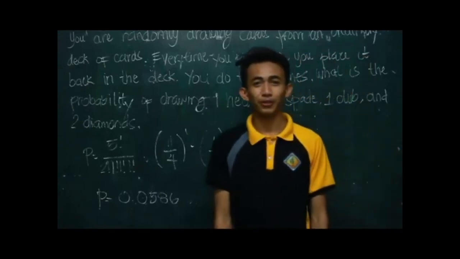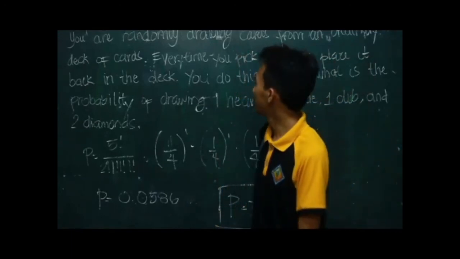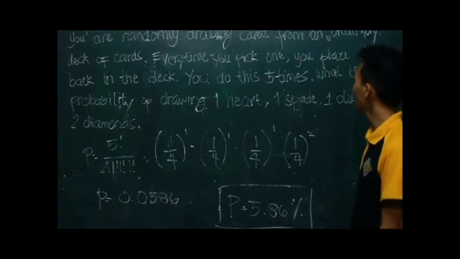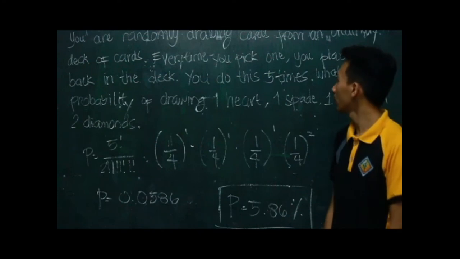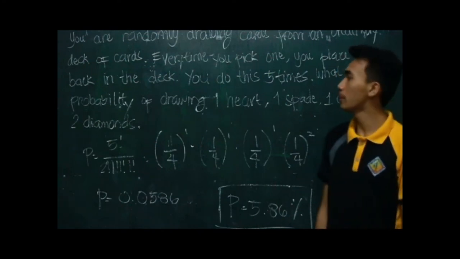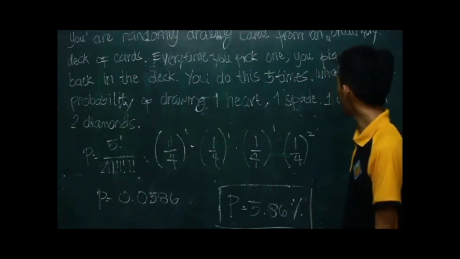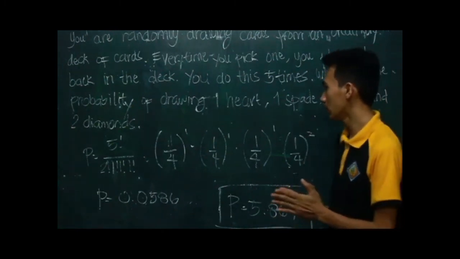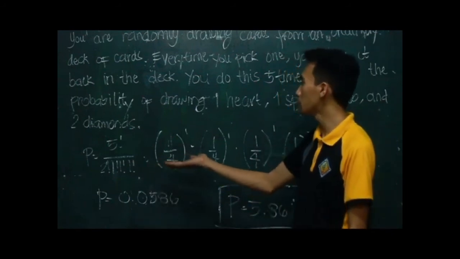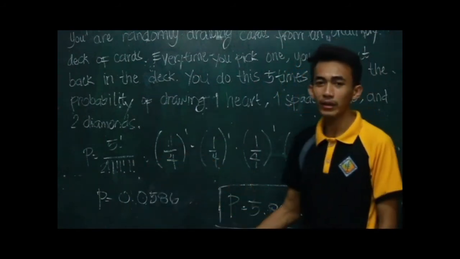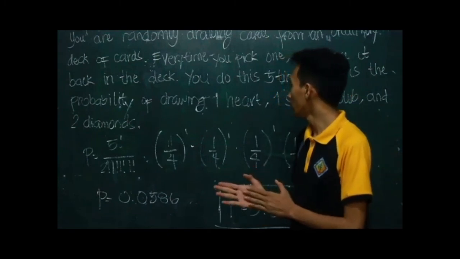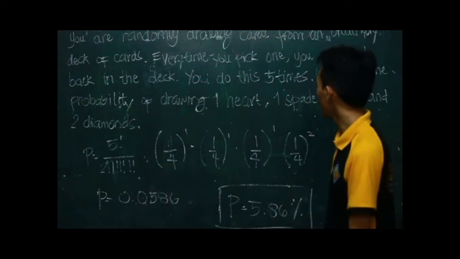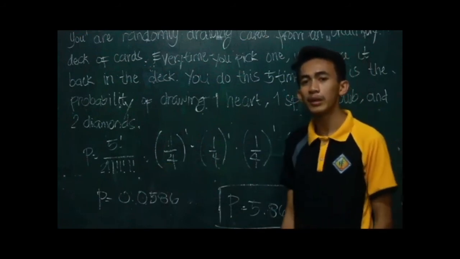Another problem we encounter with multinomial distribution states here: you're randomly drawing cards from an ordinary deck of cards. Every time you pick one, you place it back in the deck. You can do this 5 times. What is the probability of drawing 1 heart, 1 spade, 1 club, and 2 diamonds? So we'll get the probability here. P is equal to 5 factorial, because we'll do it 5 times, and we'll divide it by the repetition of the desired cards. So 2 factorial for the diamonds, 1 factorial each for the heart, the spade, and the club.